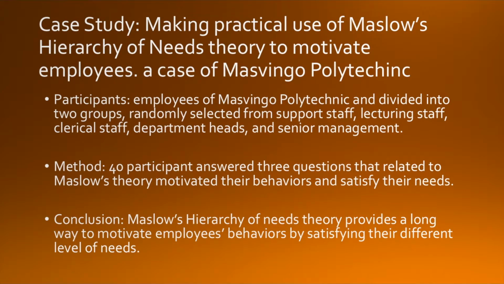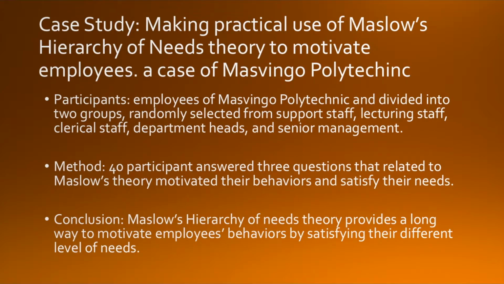The participants of this case study are the employees of Masvango Polytechnic, randomly selected from 10 support staff, 10 lecturing staff, 10 clerical staff, 5 department heads, and 5 senior management, and they are divided into two groups. All these 40 participants answered 3 questions that are related to Maslow's theory, motivating their behaviors, and satisfying their needs.